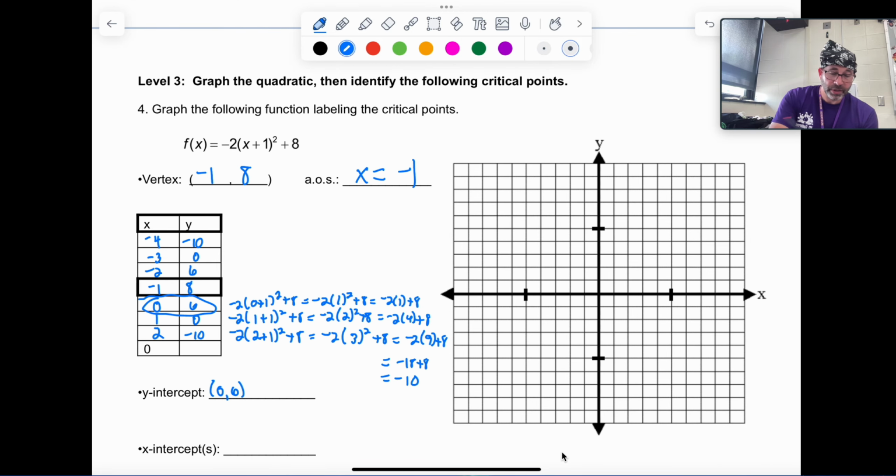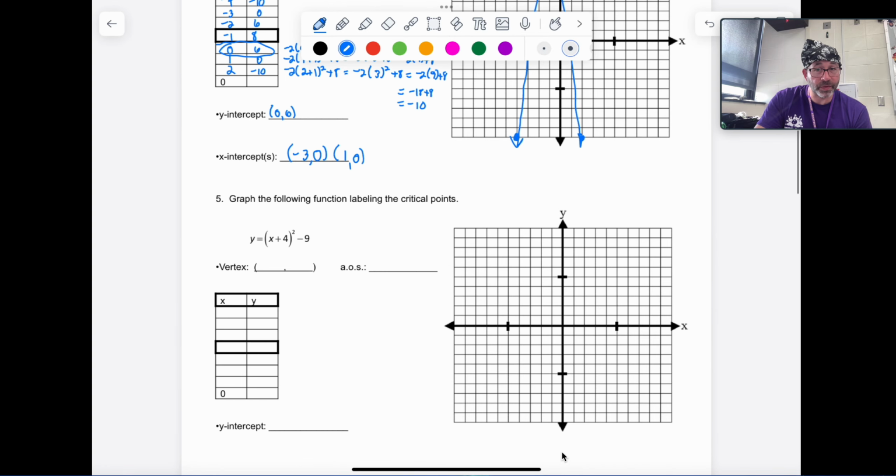So let's just plot these points. 0, 6, that's our vertex. 1, 0. Negative 3, 0. So those are my x-intercepts. And then 1, 0. Negative 1, 8. Sorry, that's the vertex. I put that in the wrong spot. And then negative 4, negative 10. And then 2, negative 10. So these are all my points here to make this curve. Okay. There you go. Let's do another one here.